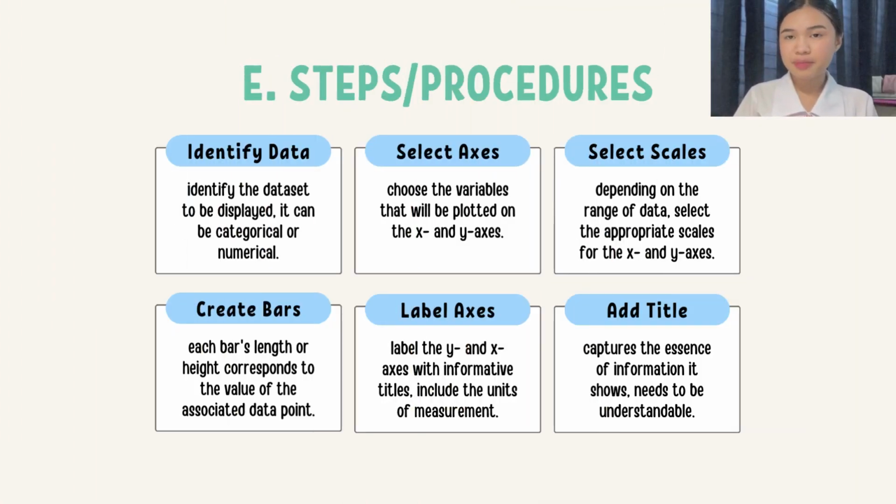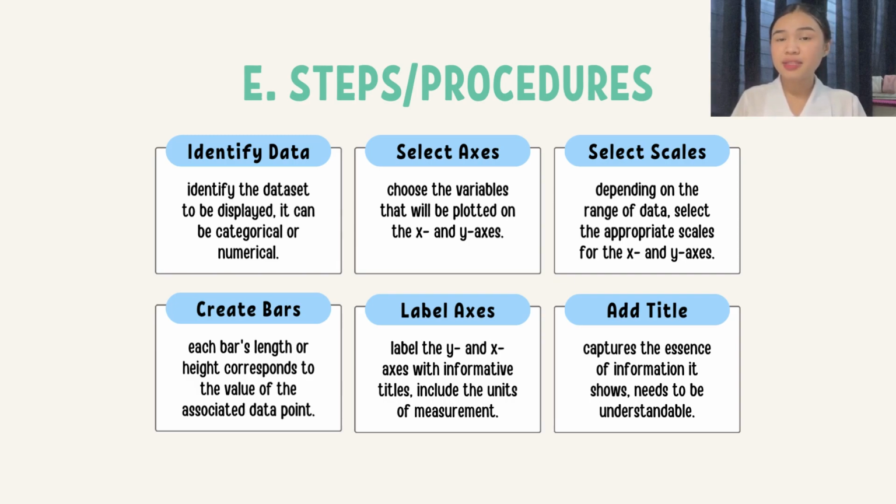These are the following steps of making a bar graph. The first step is to identify the data. Choose the data that you wish to be displayed. This could be either categorical or numerical data or both. The second step is to select the axis. Choose the variable that will be plotted on the x and y axis. Generally, the categories or groups are shown on the x-axis while the values or frequencies are shown on the y-axis.